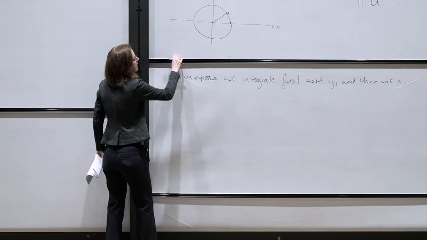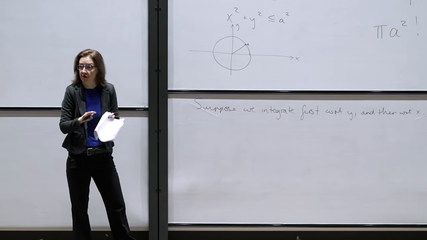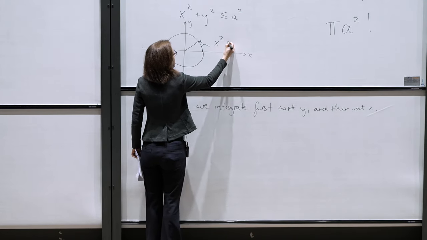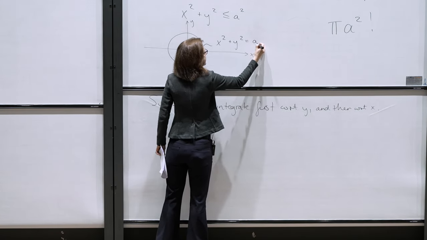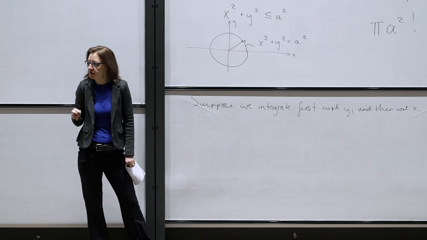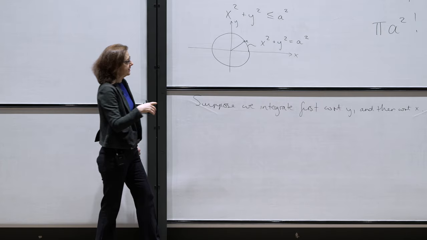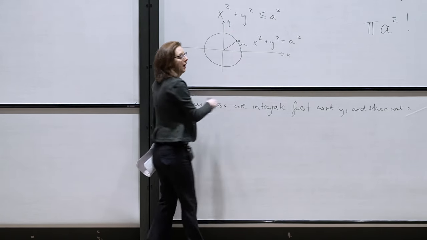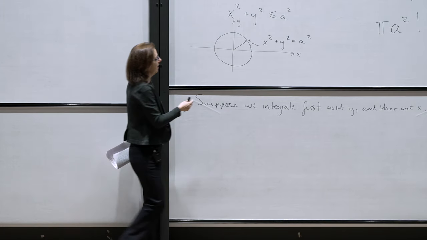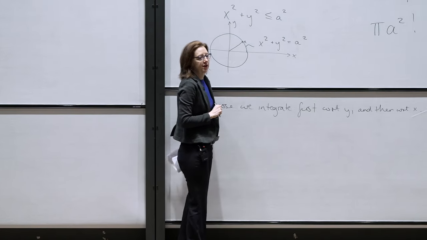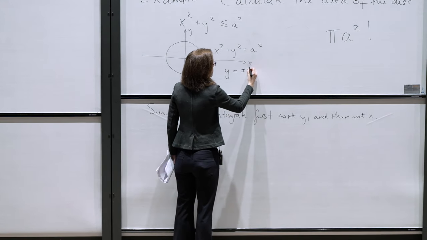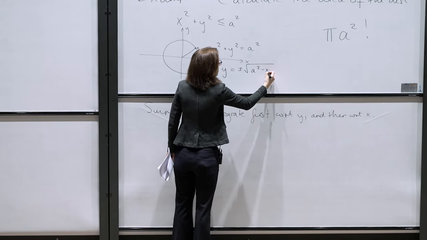Okay, so we know that the boundary of this domain, the boundary of our circle of radius a, is given by x squared plus y squared equals a squared. And so if I'm going to integrate first with respect to y and then with respect to x, I need to write down how the boundary shape varies if I write y as a function of x. And so I can rearrange this and I just get y equals plus or minus the square root of a squared minus x squared.